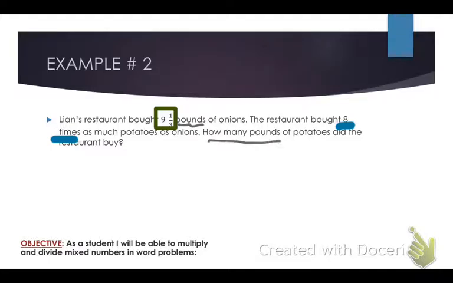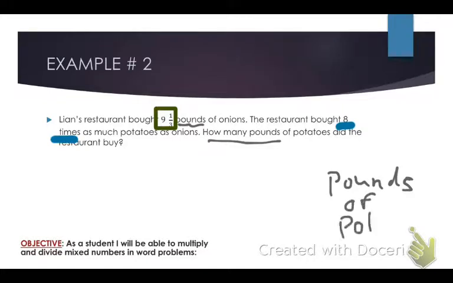It says how many pounds, so I know my label at the end is going to be in pounds. I know that it's going to be pounds because it tells you, so it's going to be pounds of potatoes. I know that's what it's going to be because it says it in my question right there. Okay, so we're going to go ahead and multiply because of the word times. All right, so 9 1/3 times 8.